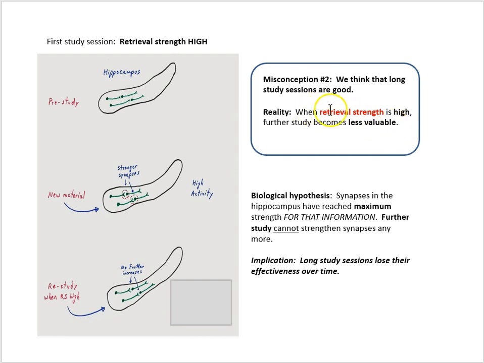And now we can kind of see what we mean by retrieval strength is high. Well, we've already initiated synaptic plasticity at the relevant synapses here. And that's what's making the information quickly accessible. The problem is we can't strengthen those memory traces at this time. So synapses in the hippocampus have reached a maximum strength for that information. Further study cannot strengthen synapses anymore. And the implication is long study sessions lose their effectiveness over time for biological reasons.